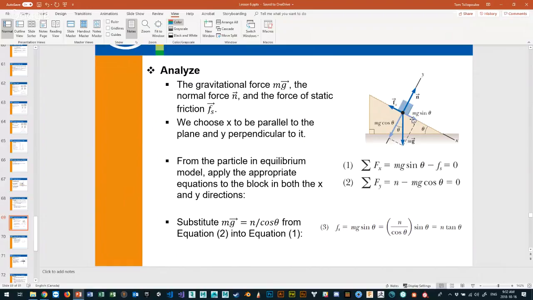But next week we have a week off, and when we come back, we'll talk about circular motion.